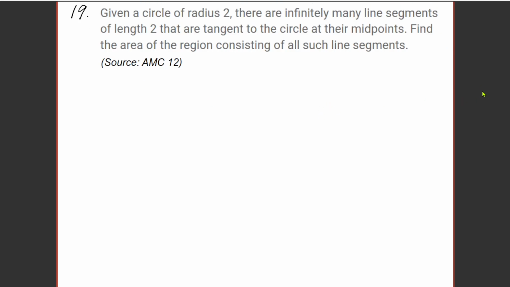Given a circle of radius 2, there are indefinitely many line segments of length 2 that are tangent to the circle at their midpoints. Find the area of the region consisting of all such line segments. So this is a question from AMC 12.